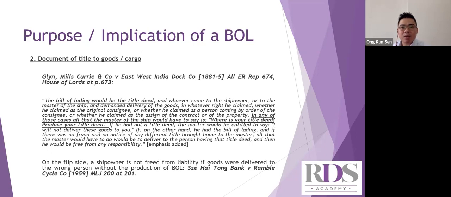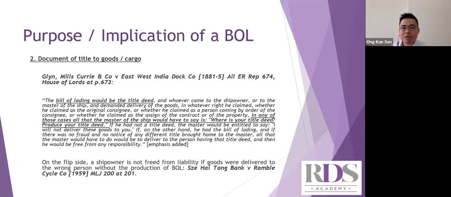And if there was no fraud and no notice of any different title brought home to the master, all that the master would have to do would be to deliver to the person having that title deed, and then he will be free from any responsibility. So the BOL is a very important document for me as a seller, but it is also a very important document for Kuhan as the buyer, as a receiver. In order for him to claim the goods or the title of the goods, he can use the BOL and present the BOL to the ship owner.